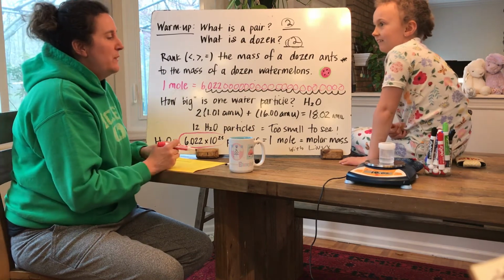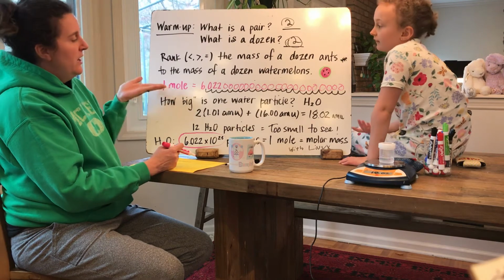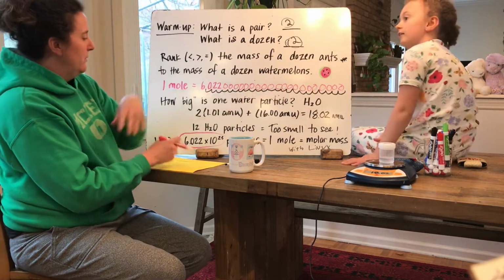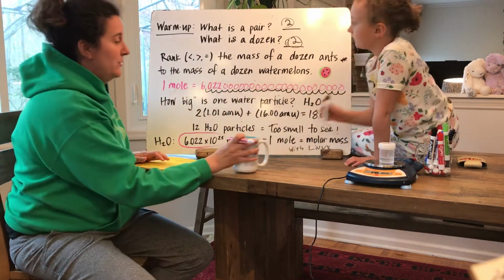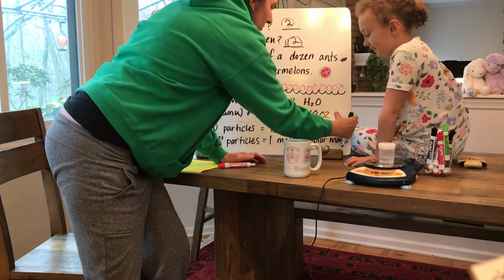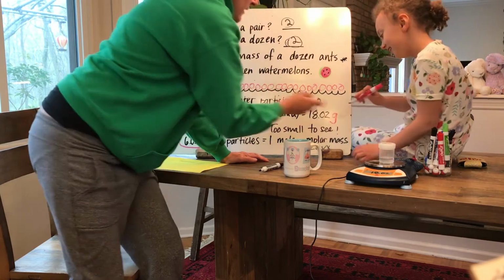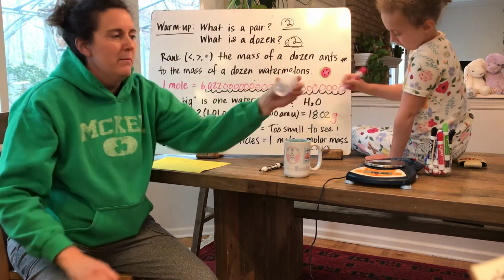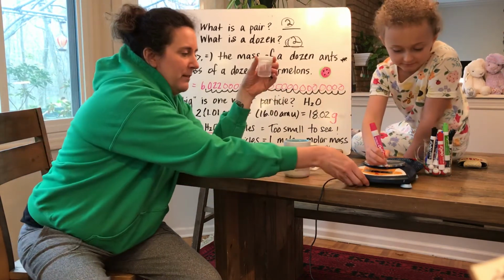So we simplify and we say instead that one mole of water is equal to 6.022 times 10 to the 23rd particles. And that is equal to the mass, watch this, of that much, 18.02 grams. I already pre-measured it, it's right there.